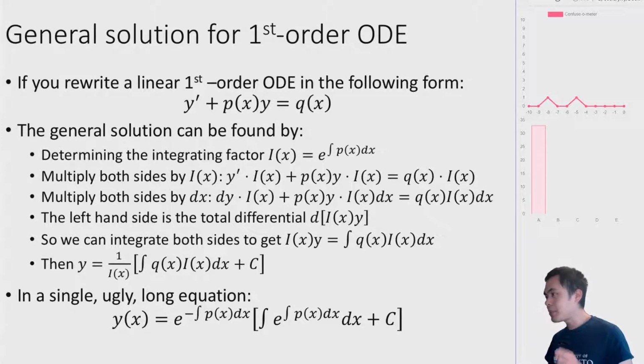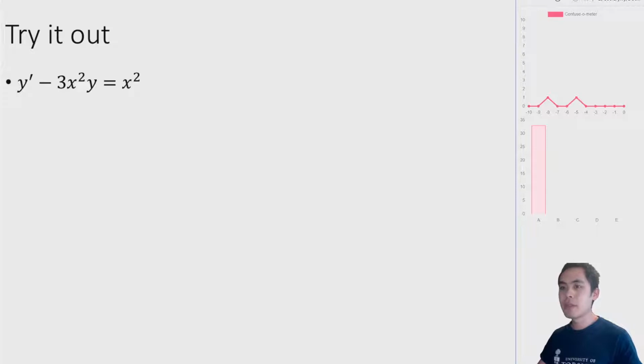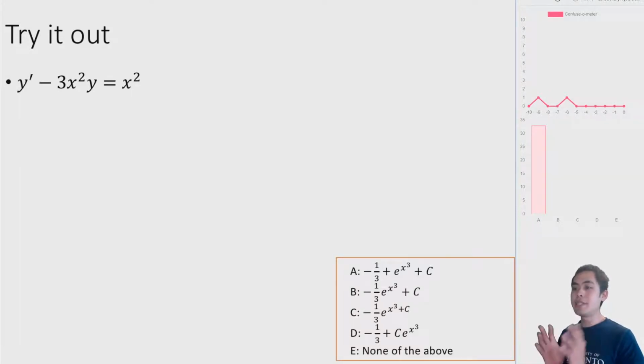Okay, and for the last part of the first half of today's lecture, I'm going to have you all try it out. So we have y prime minus 3x squared y is equal to x squared. I have already put this in almost a canonical form, and so hopefully you'll be able to answer what y is equal to.